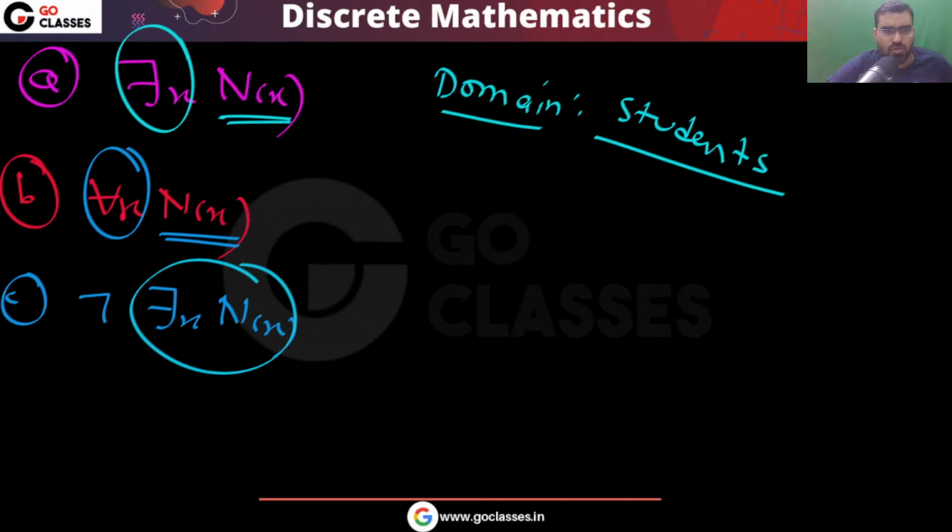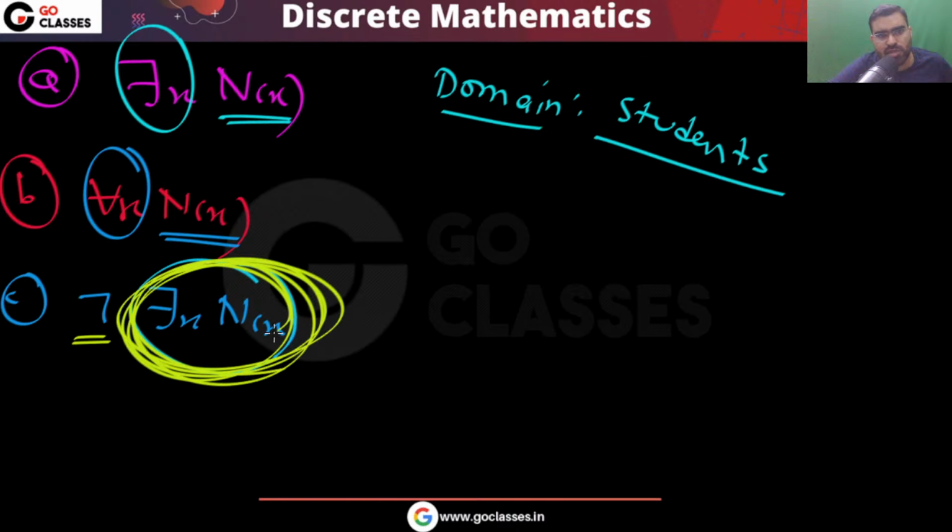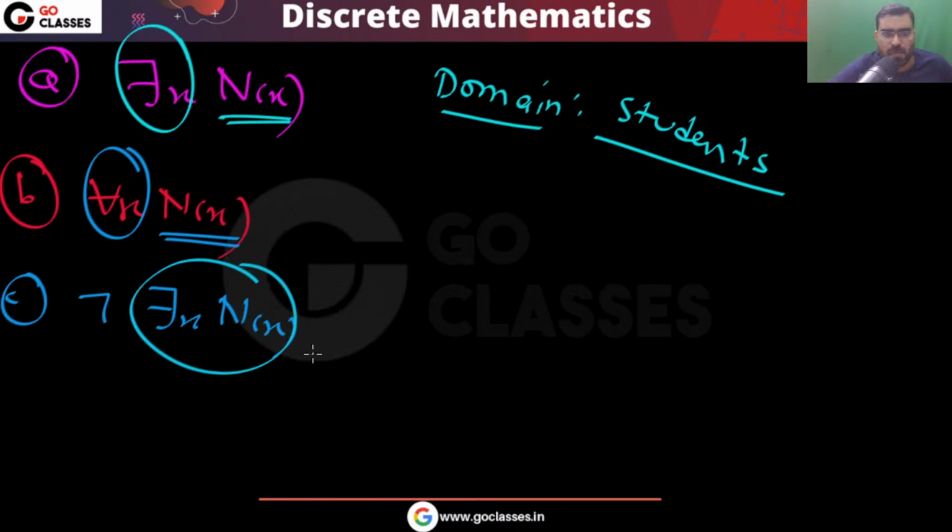See what this is telling you. This is telling you someone visited. What is the negation of someone visited? Some student has visited, some student has gone to North Dakota. What is the negation of that?